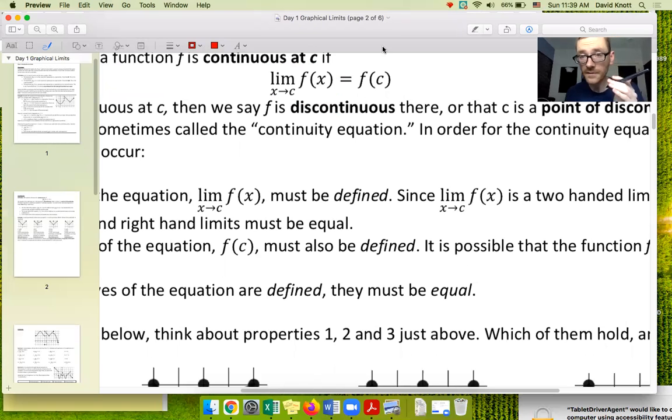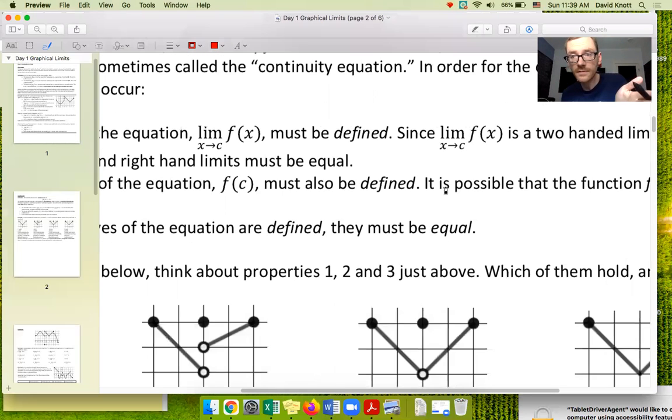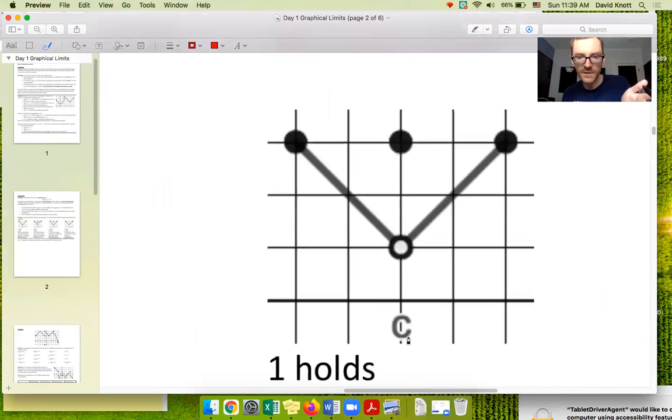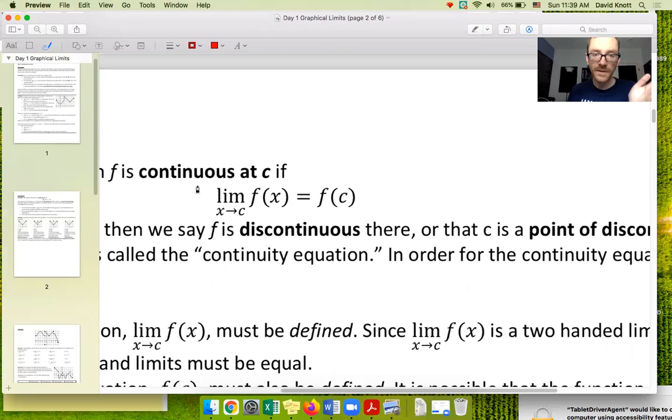Is this guy defined? That's the value of the function at the point. Is the function defined at the point? Yeah, the function's defined at C. It's whatever this value is right there. So both this guy and this guy are defined, but remember there's a third thing that needs to happen. Even if they're both defined, they need to be equal to each other. And are they equal to each other?